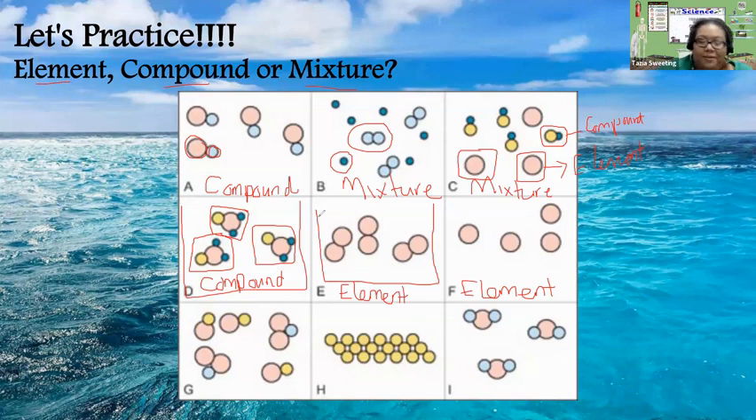What about G? What is going on with G? What is that? Is it a compound? All right, let's see if it's a compound. Let's take a look. Remember, I always look at one, and then I go and look at the rest. So let's look at it. What do we see happening in that one? I have my square drawn around. What's going on there? What's that?